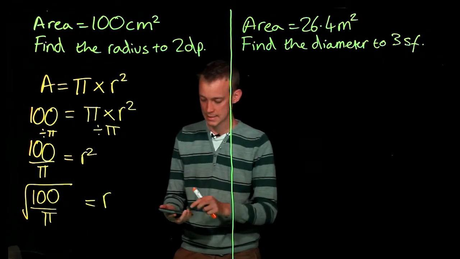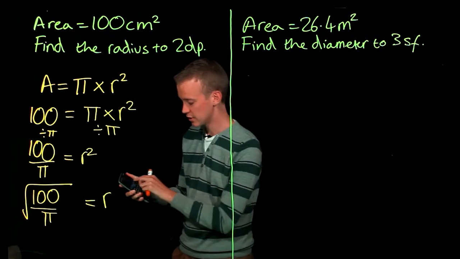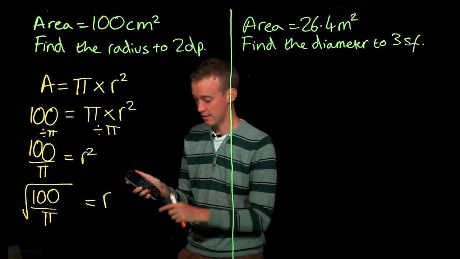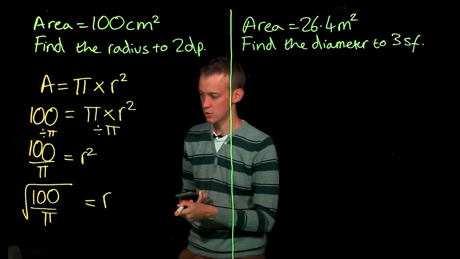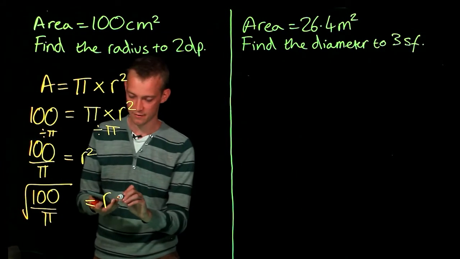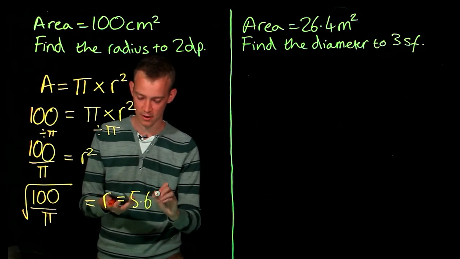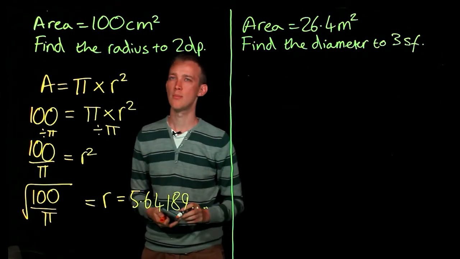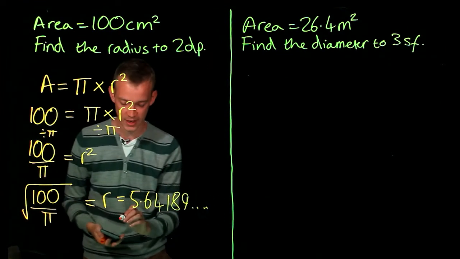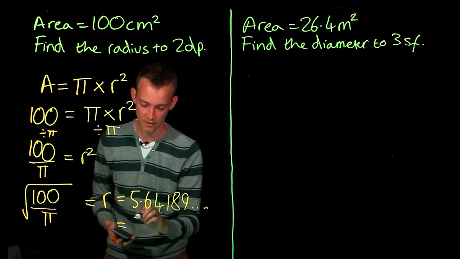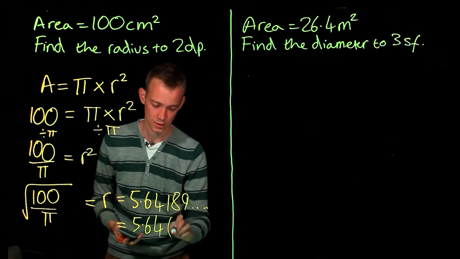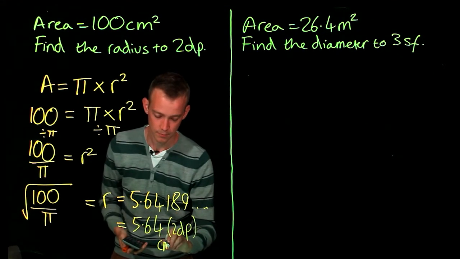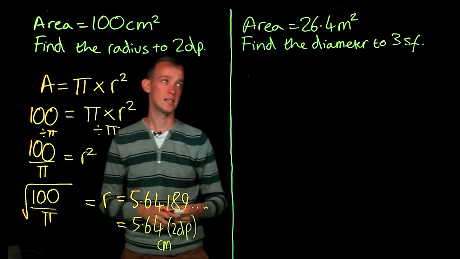I'm going to use my calculator. What I suggest you do is type in 100 divided by pi first, pressing equals, and then pressing the square root button and the answer button to work out your answer. And you have that the radius is equal to 5.64189, and the answer carries on. Remember, we need to leave our answer to 2 decimal places. So that's going to be 5.64 to 2 decimal places. And my units will be centimetres, because my area is in centimetres squared.